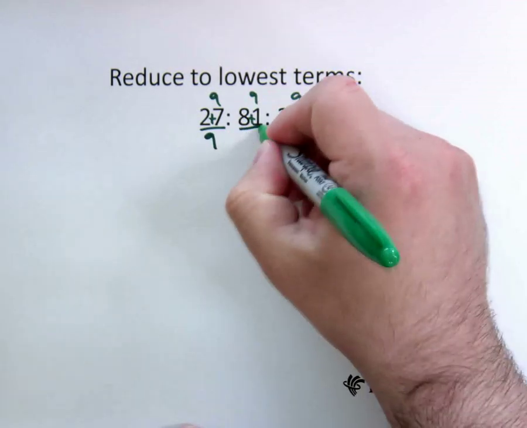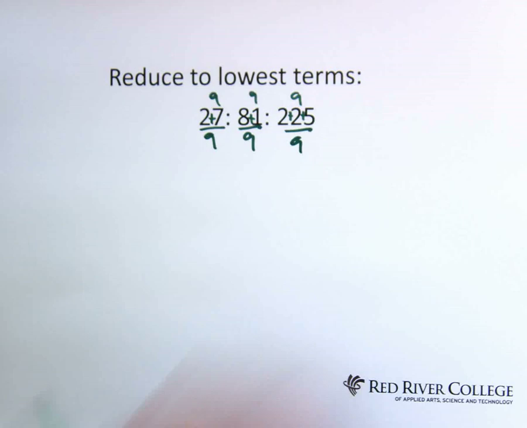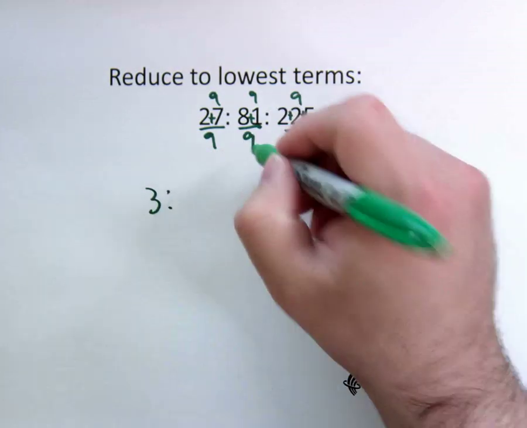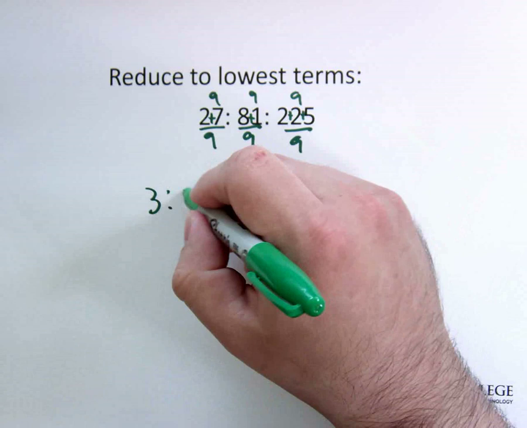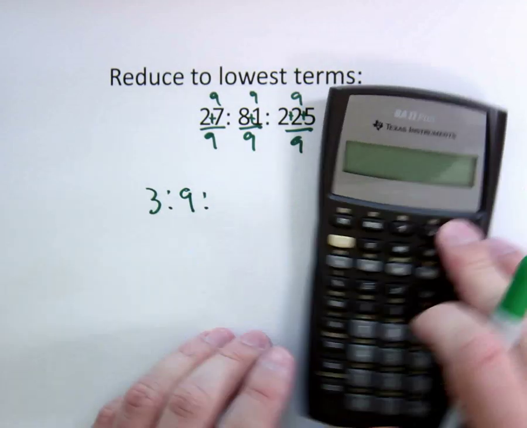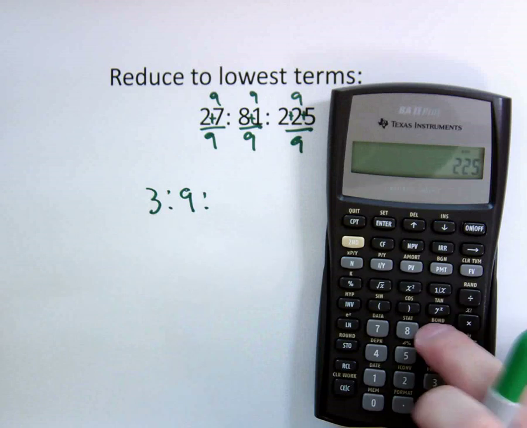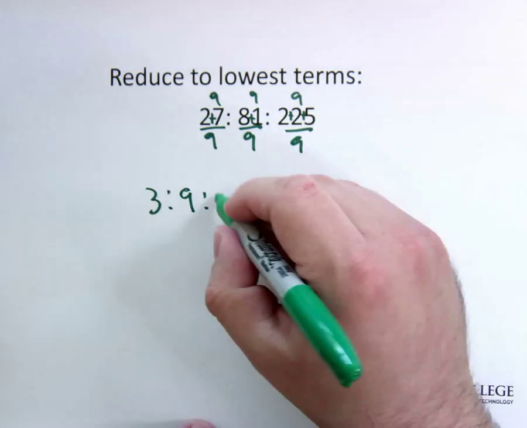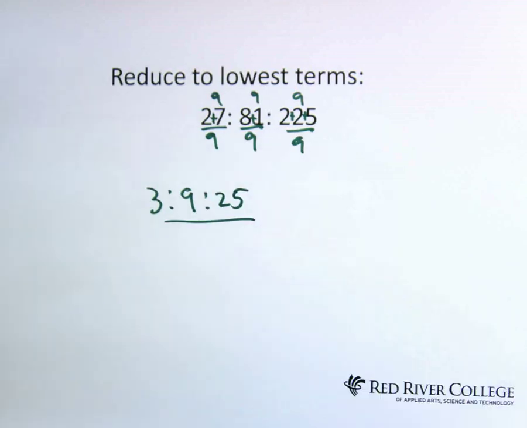They're also divisible by 3 because 3 is a factor of 9. But probably easier just to start with the 9. So 9 into 27 is 3. 9 into 81, well, 9 times 9 is 81. And then let's just grab our calculator. And 225 divided by 9 is 25. So then there's our answer, 3 to 9 to 25.